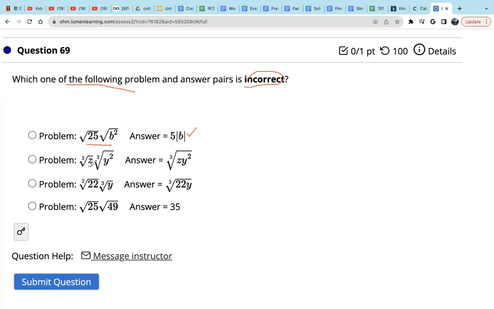This one z, so we can combine z and y squared because the cubic root index is both 3. This one's right. This one is index 2. This one index 3. We cannot write them together. So this one is not right. This one, this is 5. This is 7. 5 times 7, 35. Yes. So the third one is right because we're looking for the incorrect one. So we will check this one. Right. So this one is not right.